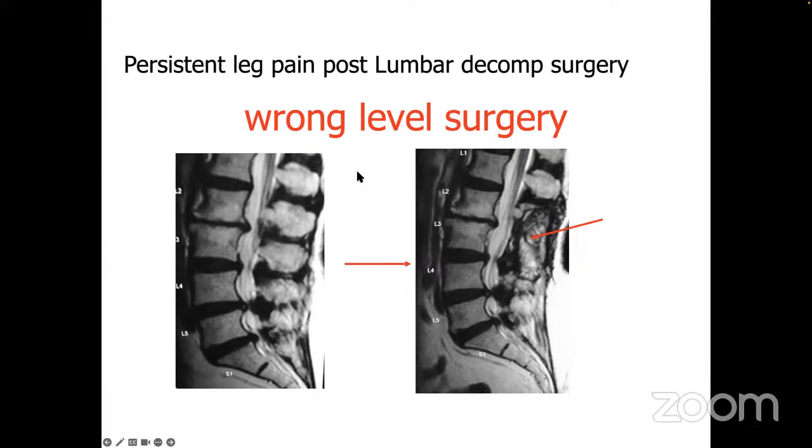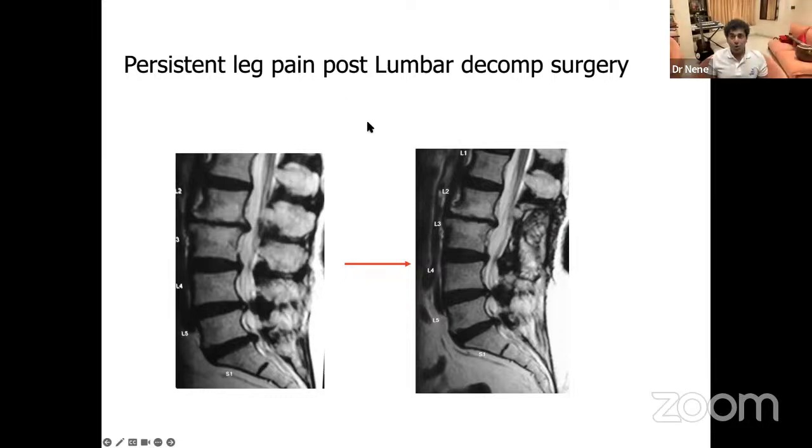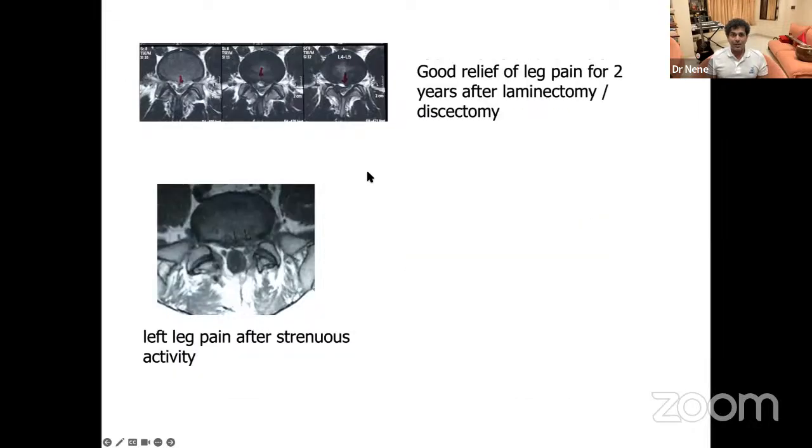Because this will come to you in your clinic, you have to give an unfiltered opinion. Of course, you have to sugarcoat this, and that's a separate topic in itself: how to sugarcoat someone else's mistake. But this is a wrong level laminectomy. It's not inadequate. You can see the compression has not been handled at all.